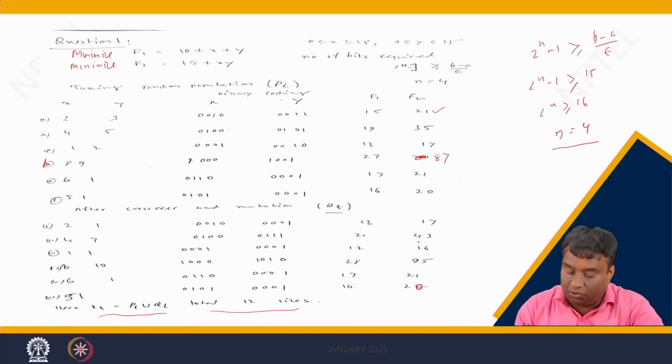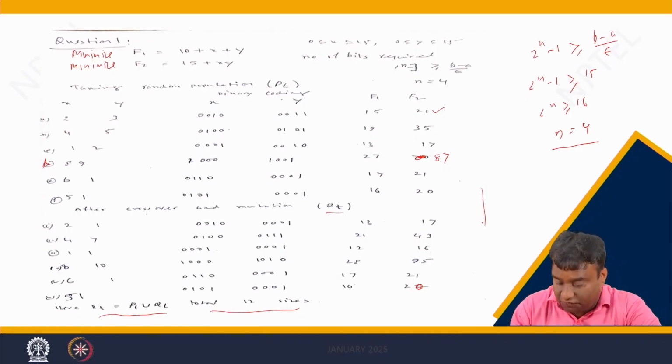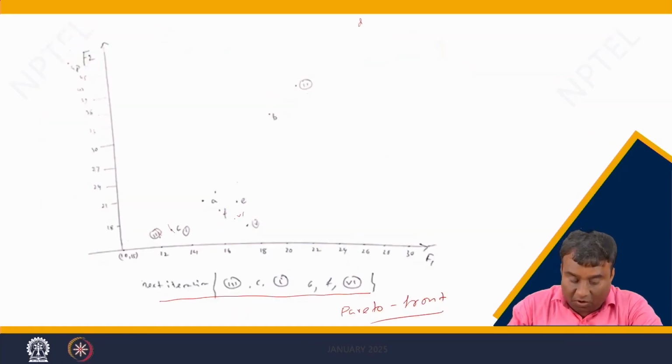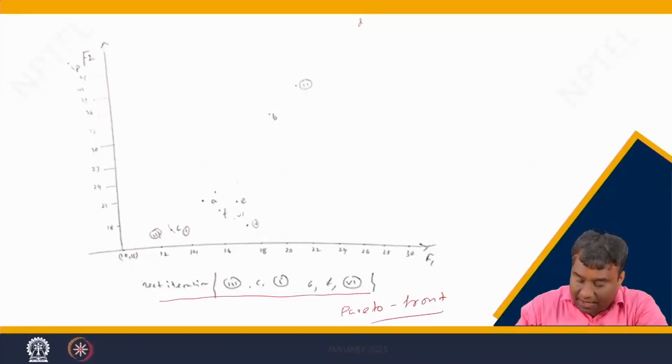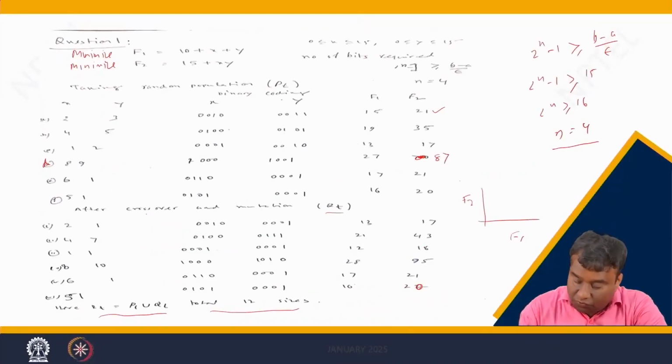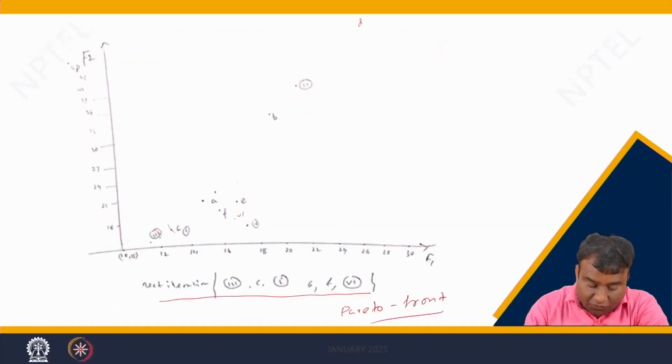Now we need to plot all the values for the optimal front. So you can write here f1, and here f2. So for a, the values are 15 and 21. Scale it somewhere. Check the next one. So we have plotted these things. Solution 3 has the values 12 and 16, so somewhere 12 and 16 is here. So in this way we calculate all the values.